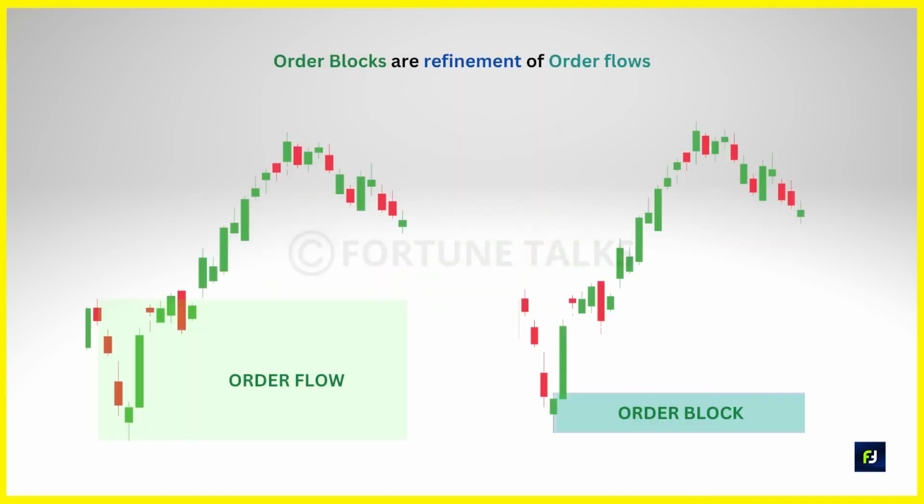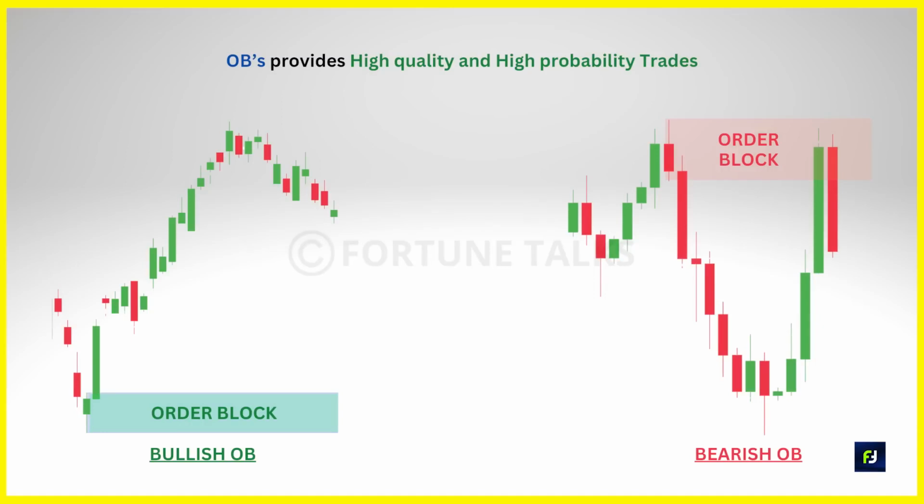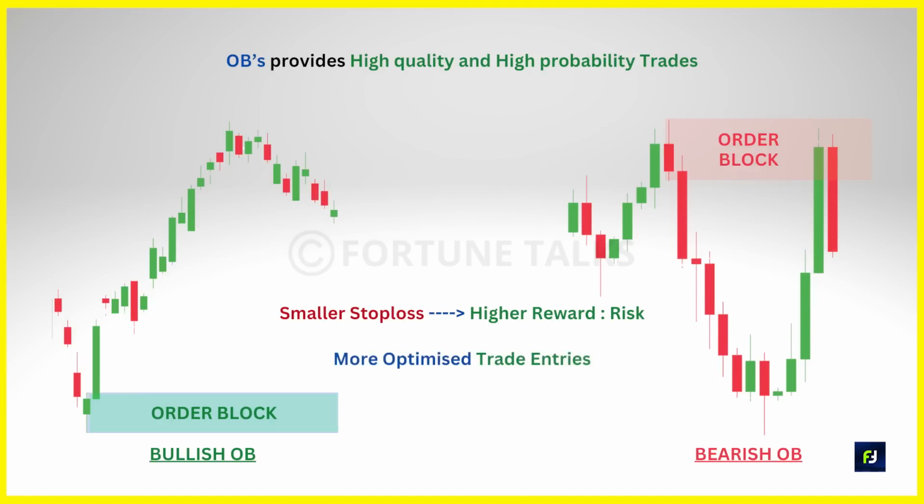Order blocks are considered as a refinement of an order flow. Order blocks eliminate a lot of issues that an order flow had. Order blocks provide you with limited trades which are of high quality and have a high probability of success. Secondly, the reward to risk ratio is largely improved when using order blocks. This means the stop loss setting is much tighter. The trade entries are also more optimized due to the limited number of trades on offer. But on the downside, a tight stop loss can be taken out by volatile price swings.